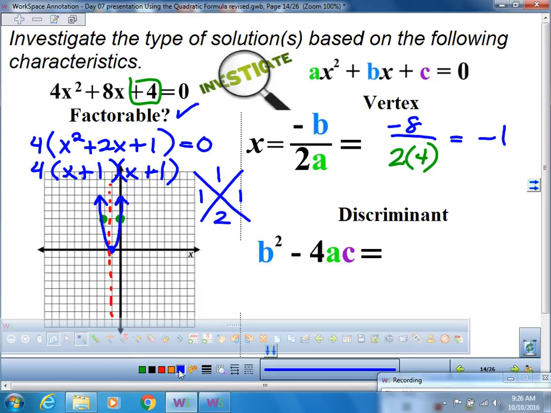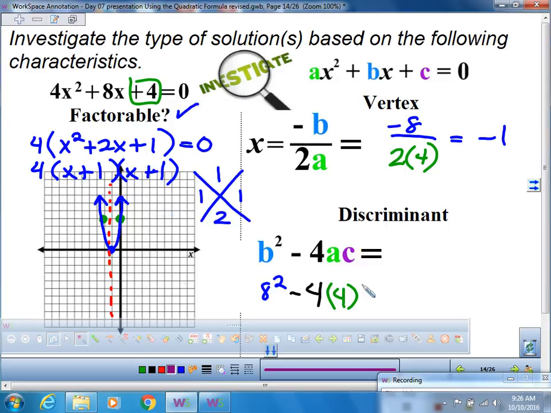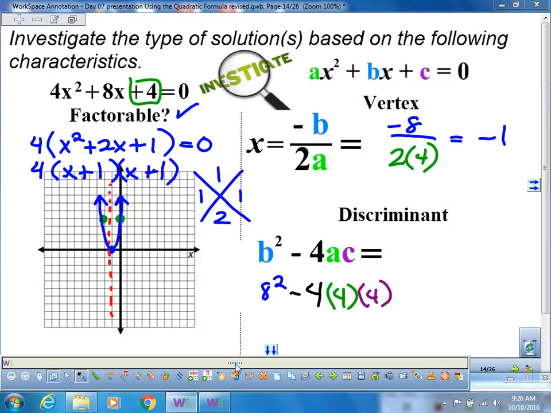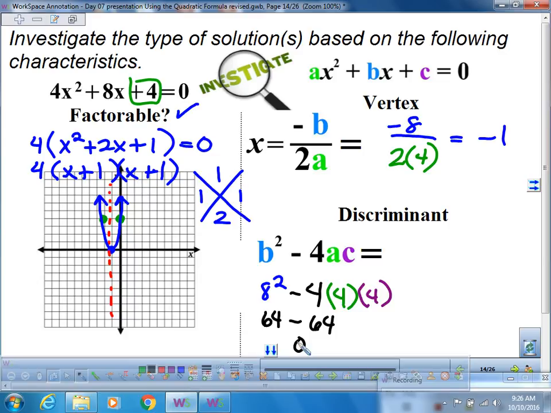So b squared, so b is my 8, so that would be 8 squared minus 4. My a is 4, and my c is 4. Let's see if I'm right. So 8 squared is 64. 4 times 4 is 16. 16 times 4 is 64, and I get 0. So this confirms exactly what my picture says.